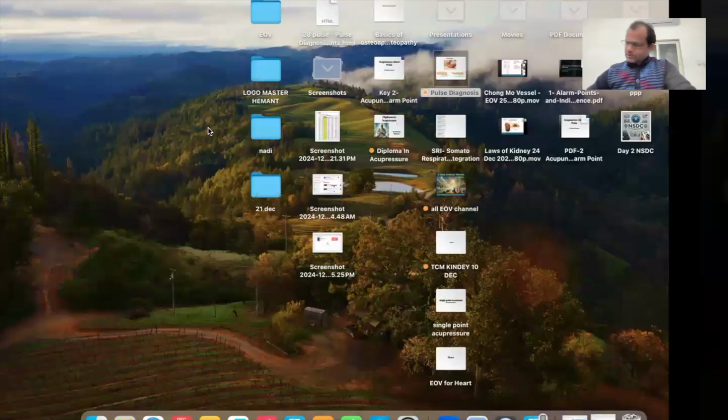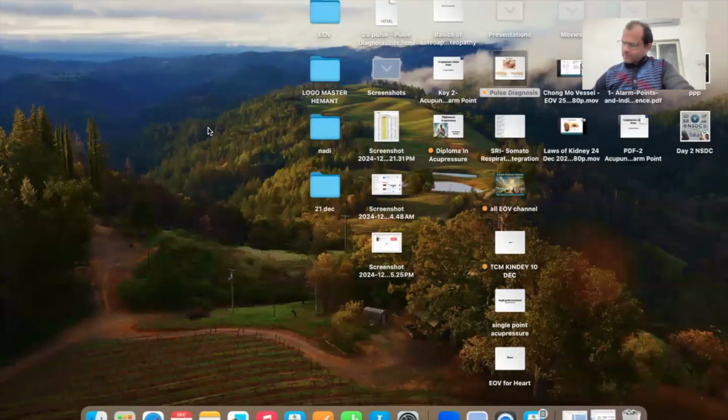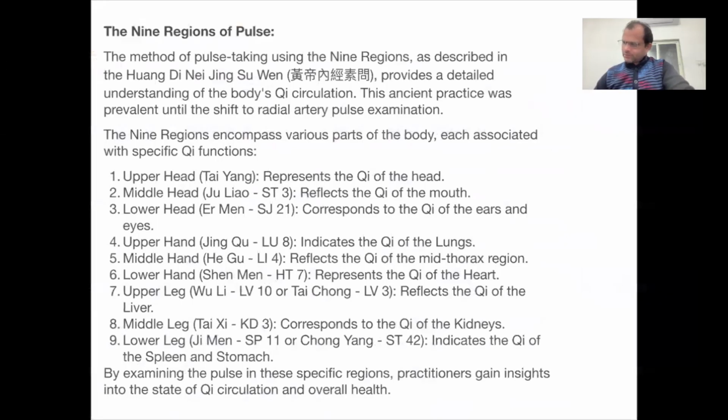The second place is stomach 3. दूसरा जो स्थान है, the second place. We are checking the pulse on the area of stomach 3. It is telling the chi of the mouth, कि हमारे मुंह की ऊर्जा कैसी है. Not only mouth, it is even telling about the upper digestive tract, stomach 3.